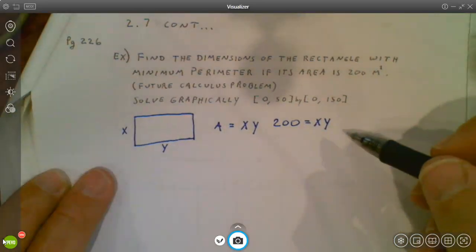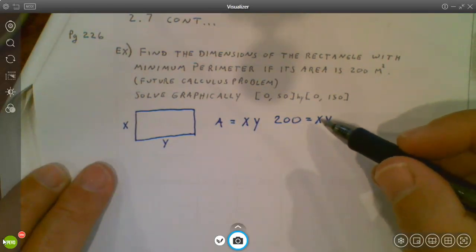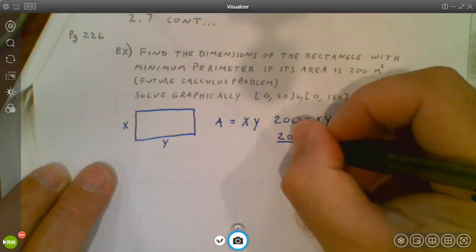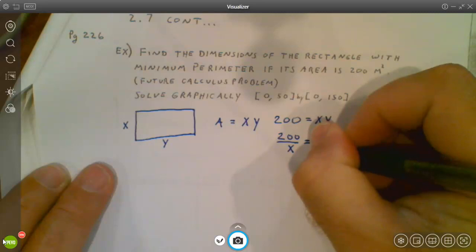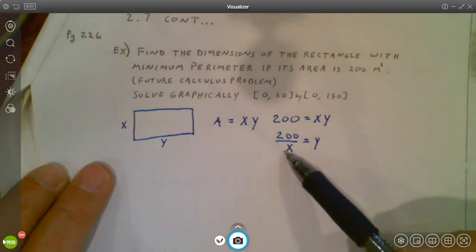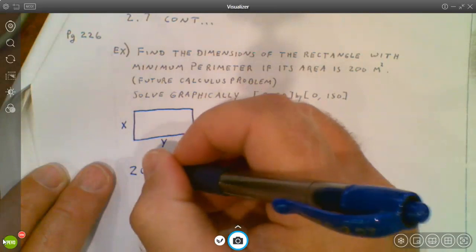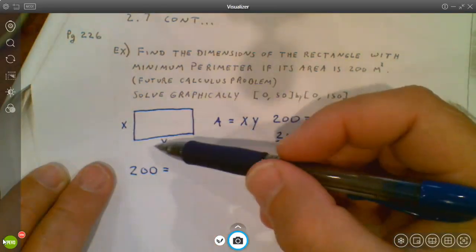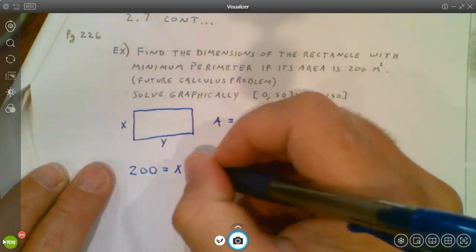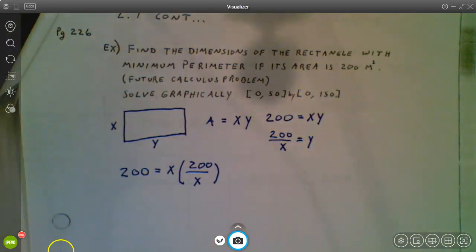So what they will do to get rid of the y value is they will say, well, what if I isolated the y? So if I divide the x over, then that tells me that 200 over x is my y value. So in my formula right here, instead of having y, we're going to put 200 over x. So let's put all that together. Here's my area, and it's that times that, except instead of a y, we're going to put 200 over x and write it that way. So now we have an equation with just one variable in it.